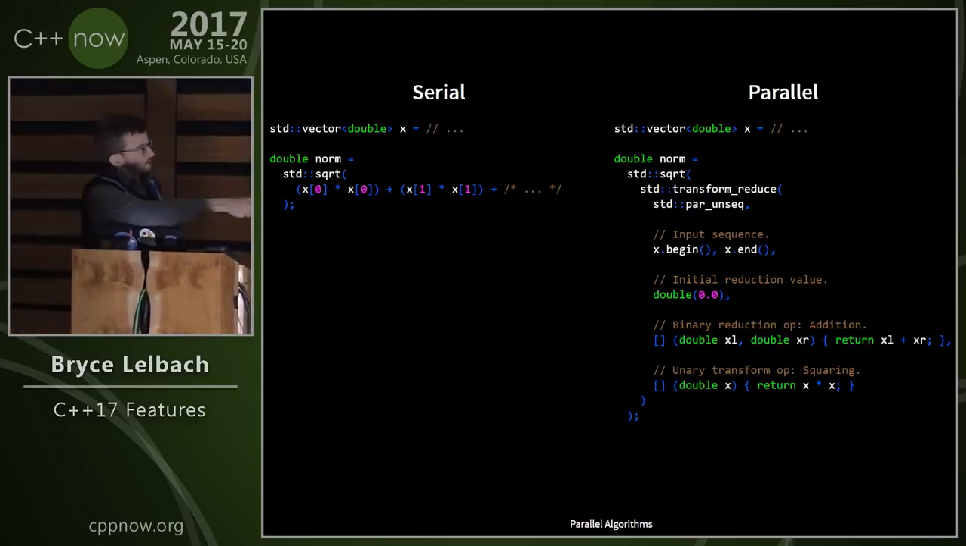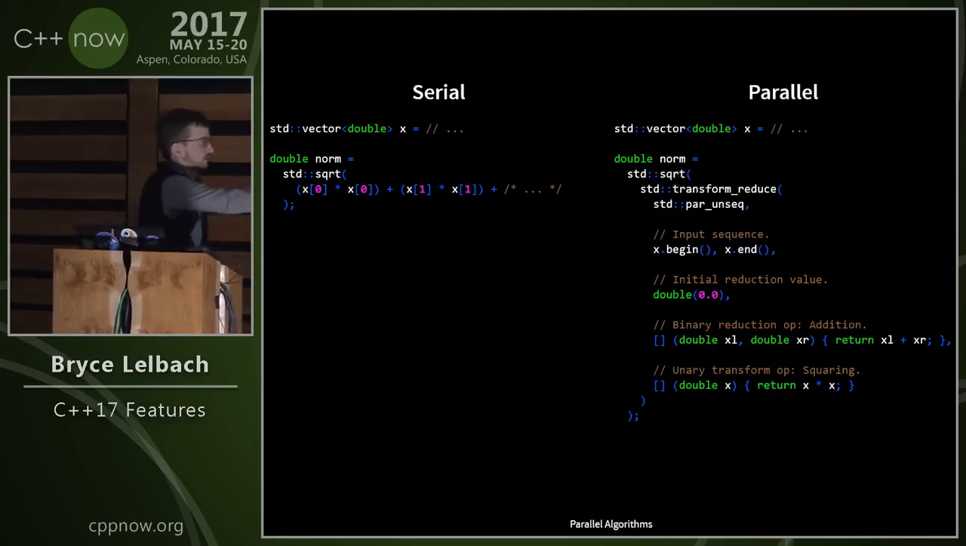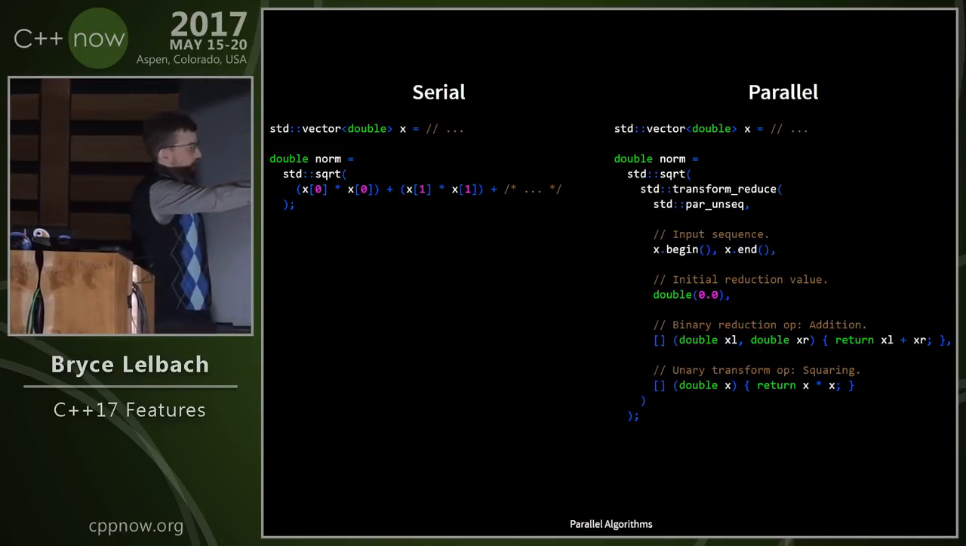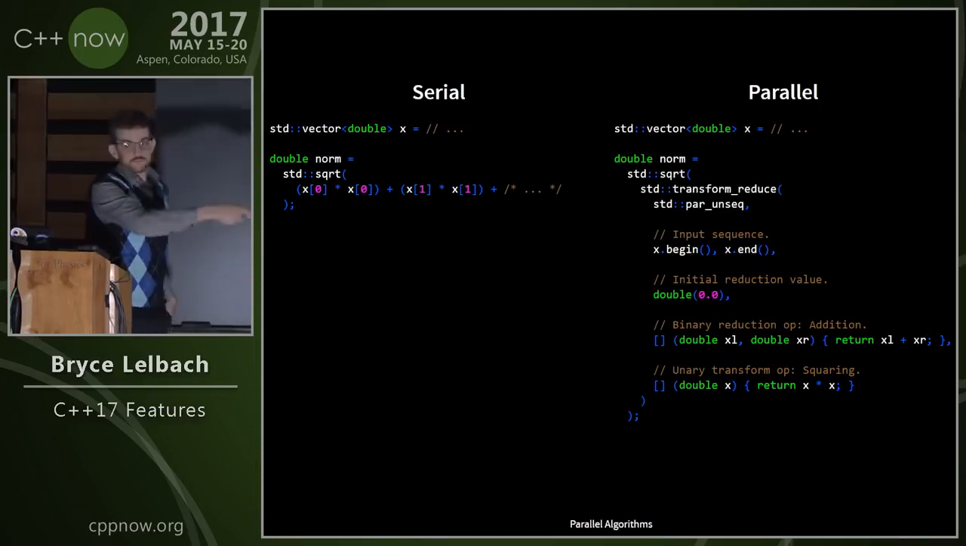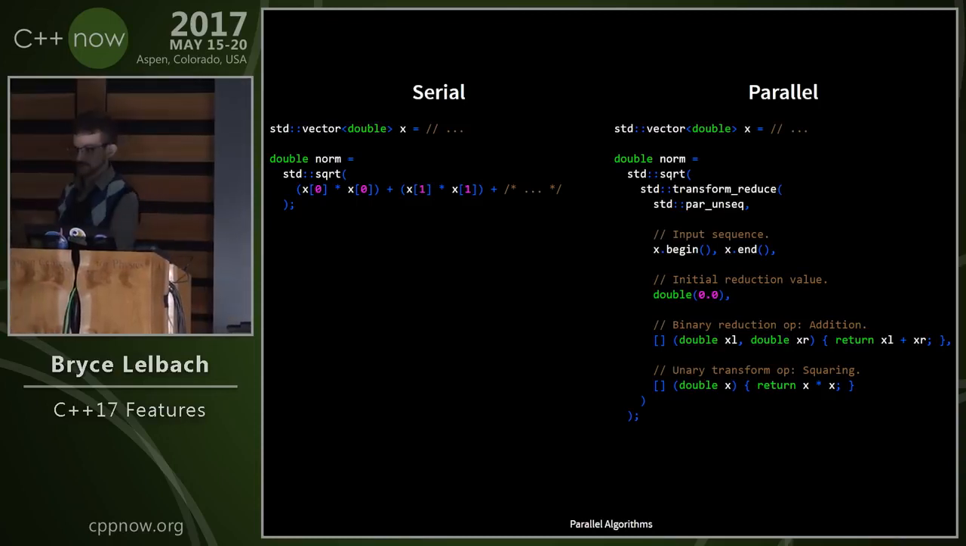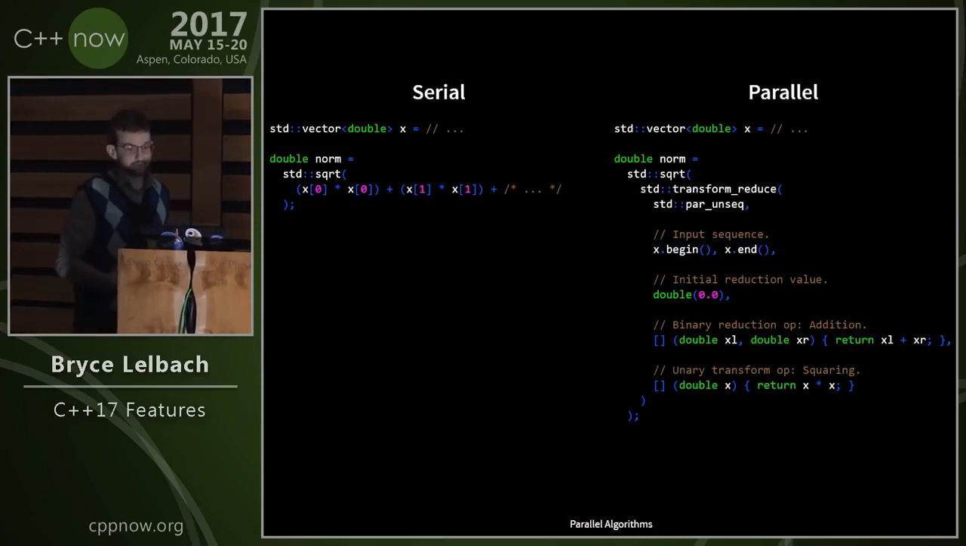But here I've got transform reduce. I say the policy, got the input sequence. I have the initial reduction value, and then I've got the binary reduction op here, the addition, and then the unary transform op here, squaring. And this is parallel vector norm with C++17. All right.